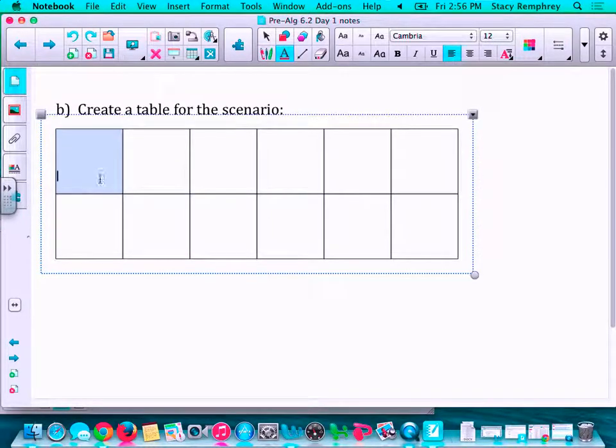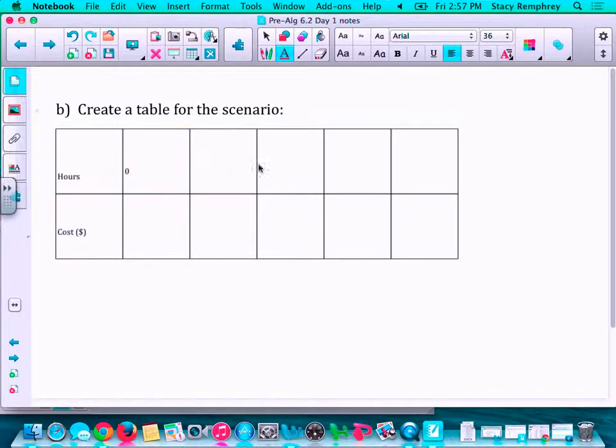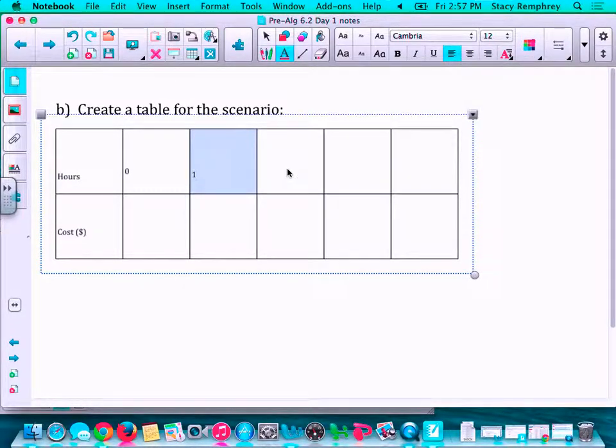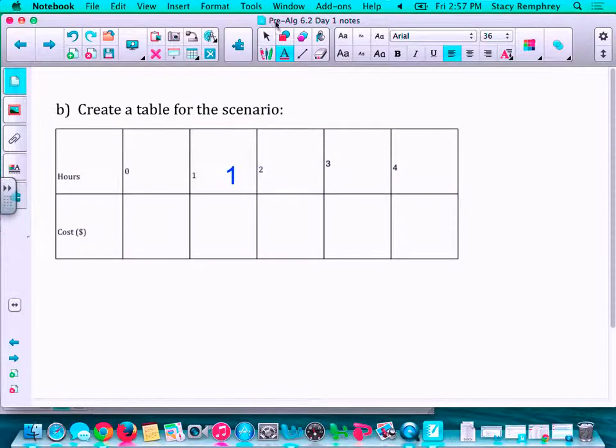Then it says create a table for the scenario. So again, the top is going to be your input, and the bottom was your output, which we said was cost or dollars. So we could put in 0, 1, 2, 3, maybe 4.